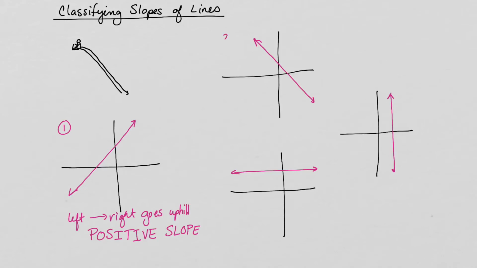On the other side, if you look at the line here, number 2, as I go from left to right, if I was walking on this line, again starting on the left part, I would be walking downhill. So as I go from left to right on this line, I go downhill. And that means it has negative slope. So uphill from left to right is positive slope. Downhill from left to right is negative slope.